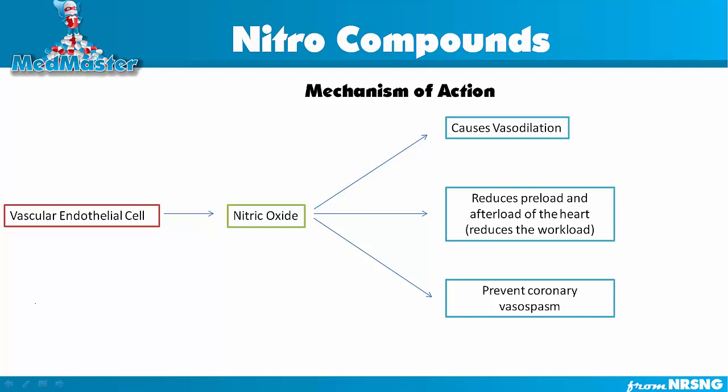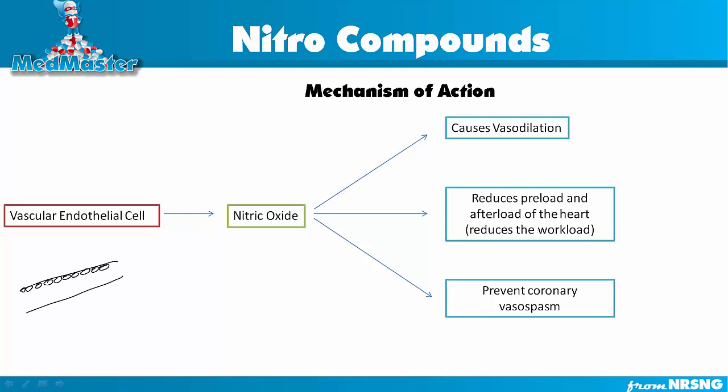So you need to know the side effects, how it works, and what to look for if you have a patient on a nitro medication. So let's talk about the mechanism of action first. There are vessels, let's talk about the veins or arteries, and they have vascular endothelial cells in the veins or arteries, basically the vessels.